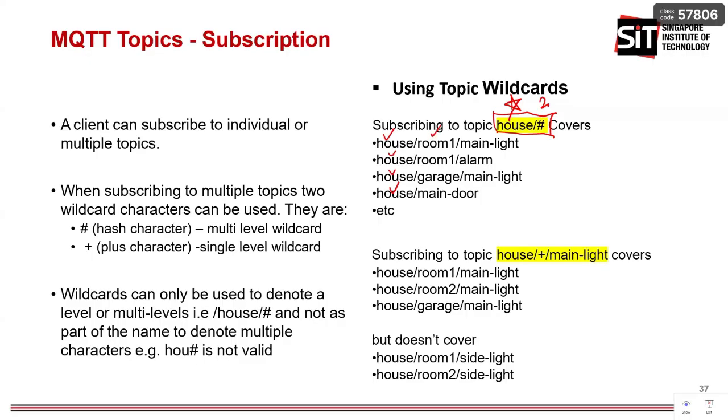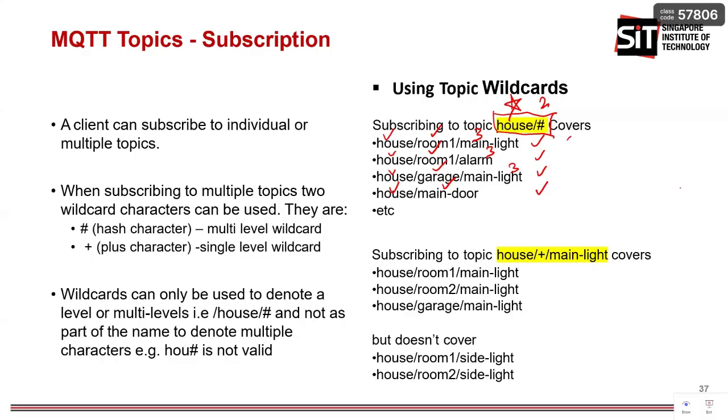Irrespective of whether it's room 1, garage, or main door, because we use the wildcard at that particular level, all these are valid, and we are subscribing to that. And since we use the hash character, it means multiple levels. So the third level, like here, main light, the second topic, the third level is alarm and main light. All of this will come under what we have subscribed because of the use of the super wildcard, which is the multi-level wildcard. So far, so good.